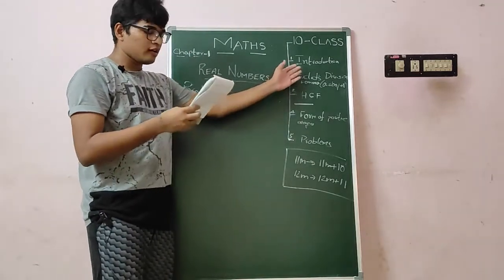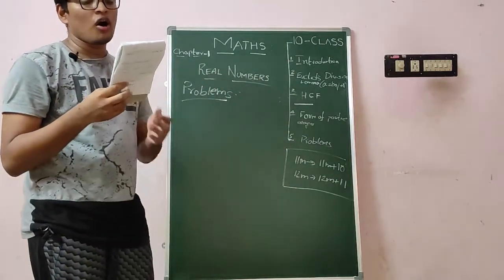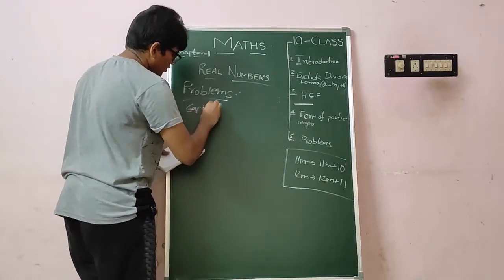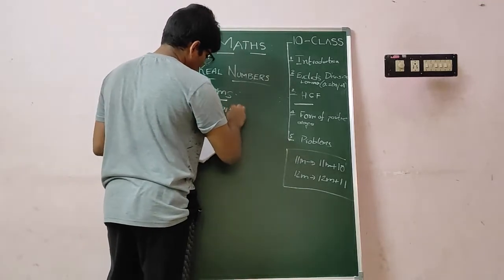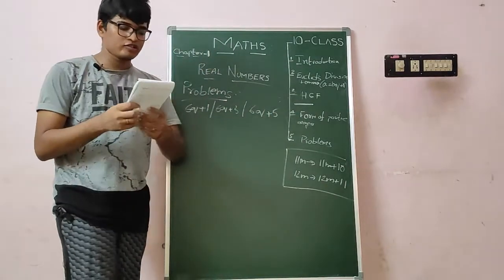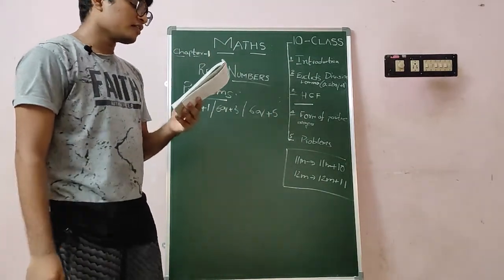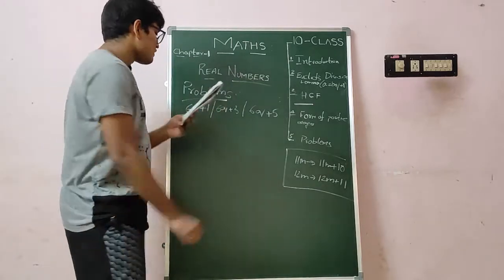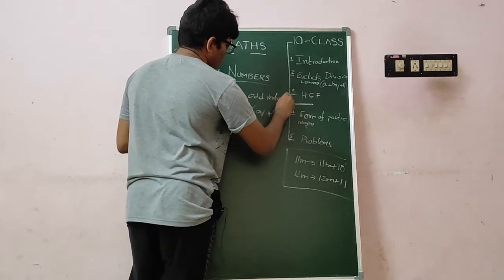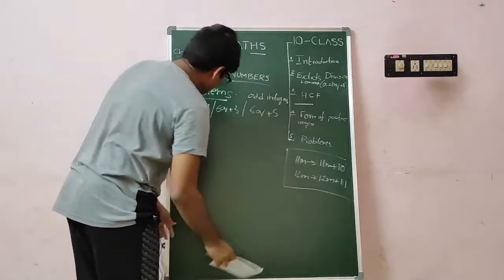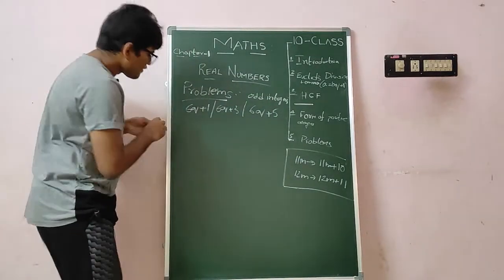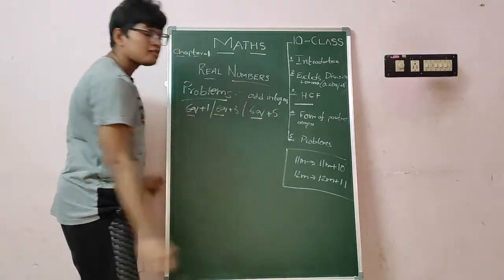Using Euclid division lemma, show that any odd integer is of the form 6q plus 1 or 6q plus 3 or 6q plus 5. I am repeating the question, students. Using Euclid division lemma, show that any positive odd integers are of the form 6q plus 1, 6q plus 3 and 6q plus 5.